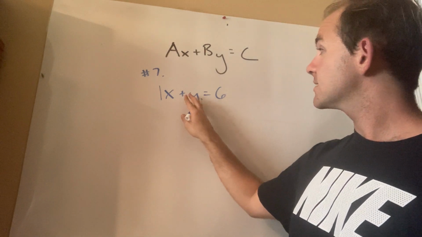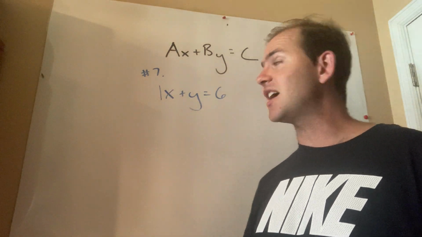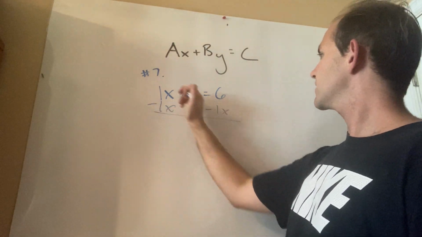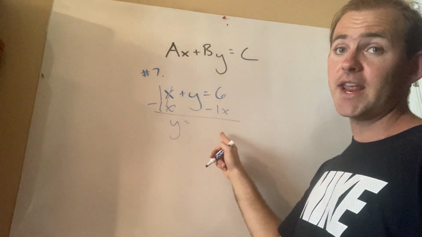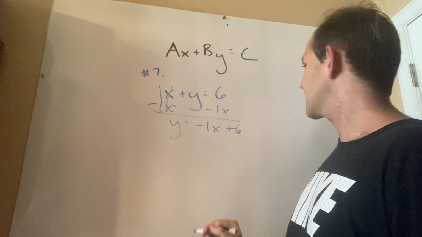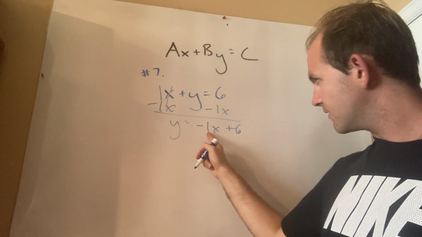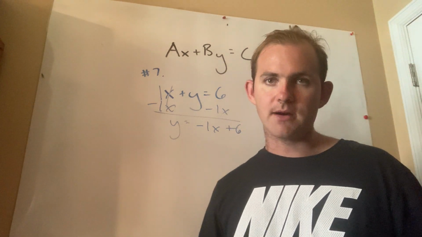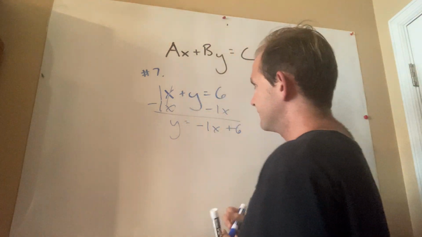So in order to get y by itself, I have to get rid of this positive 1x. What's the opposite of a positive or a plus? That would be a minus. So I subtract 1x from both sides, and I get y equals, you could say 6 minus 1x, but if we're going to put it in slope-intercept form, -1x plus 6. Why did I do that? So you guys could see that the slope is -1, and the y-intercept is positive 6. All right?